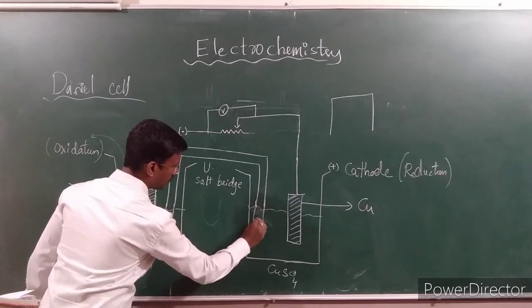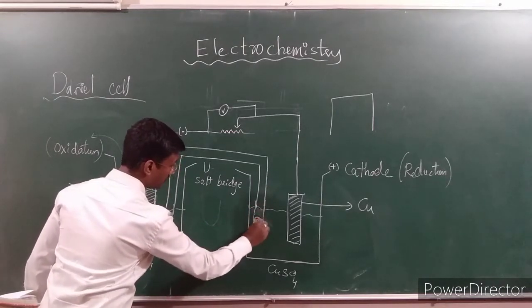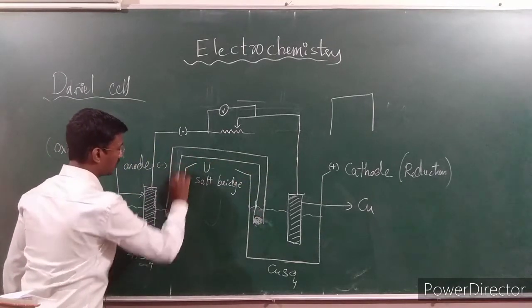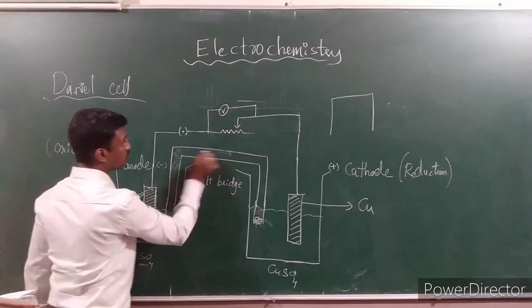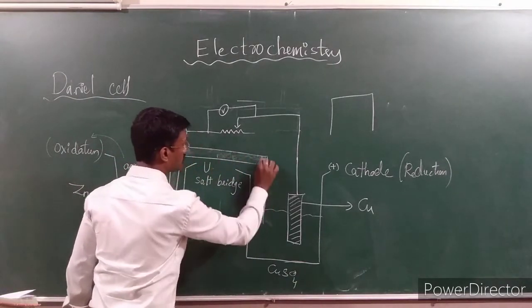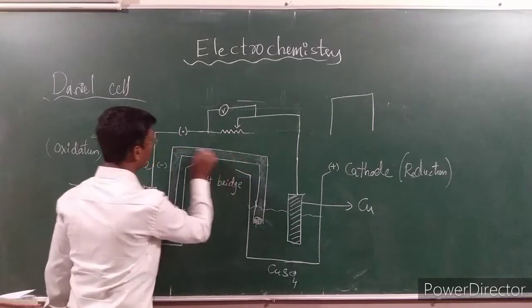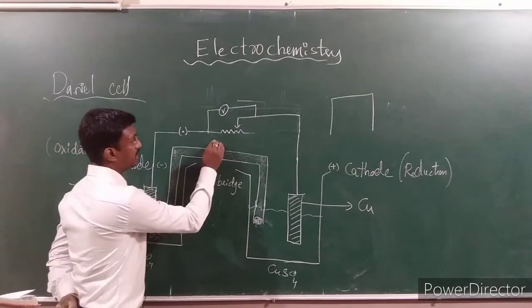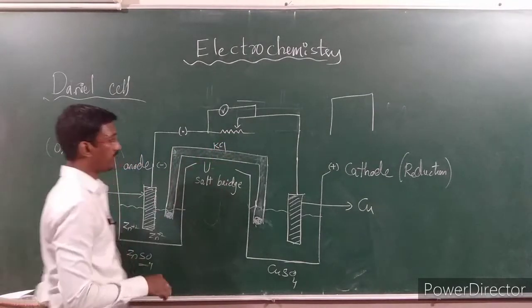Here this salt bridge is filled. Can you see here? The salt bridge is not empty. It is filled by the solution, and the solution is called a saturated solution. That saturated solution contains KCl, potassium chloride.